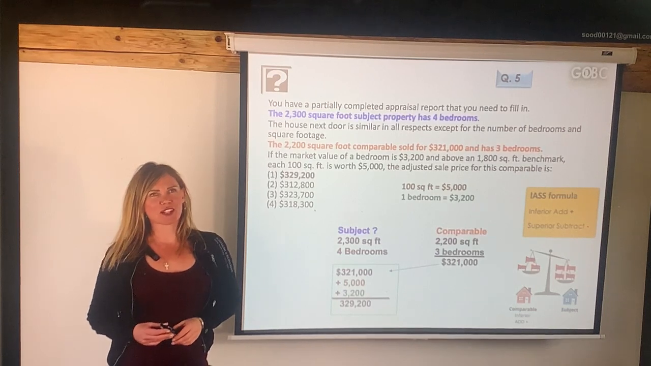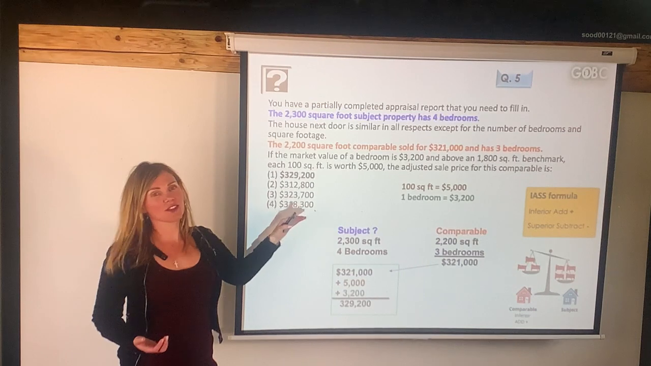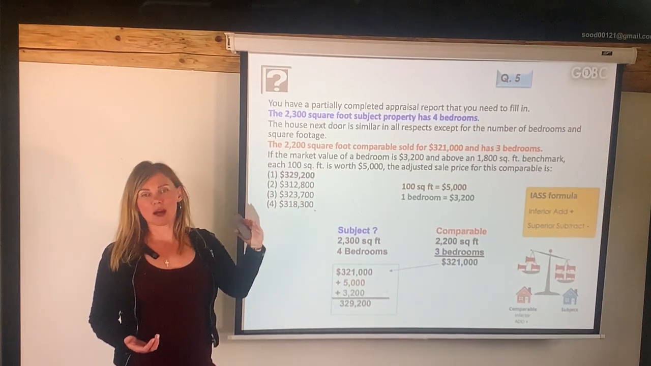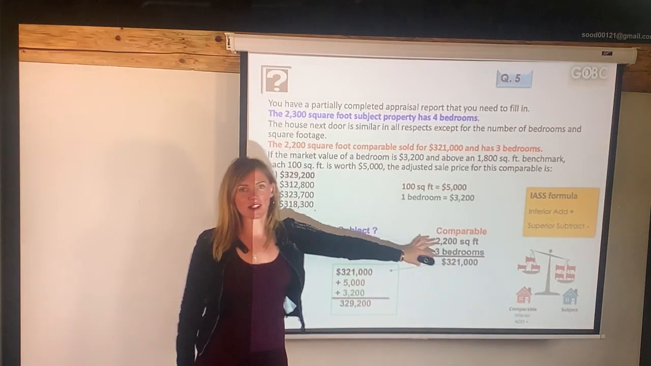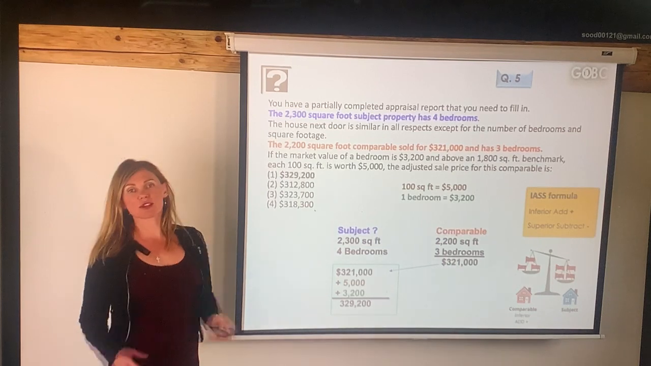Some people say, but the comparable already sold. Why would we adjust it? Because that's the only number we have on a piece of paper to play with, right? We don't have the subject price or anything else, so we do have to adjust the comparable to find out how much the subject will be worth. It's not like we're going to be relisting that. We're just playing with those numbers. So the answer in this one is 329.2. That's the price it should be for the subject property that you're trying to sell.